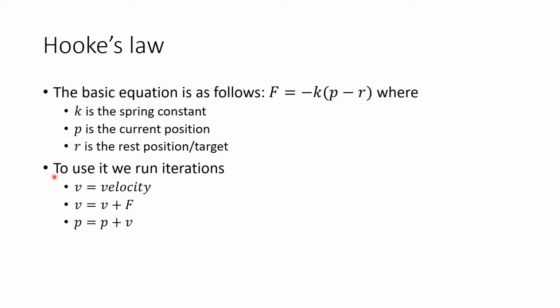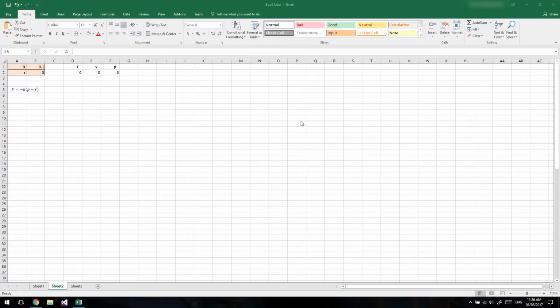So to use it, we have to run iterations, and we have to pick an initial velocity. In my examples, I'm going to use a velocity of 0. We're going to have v is equal to v plus the force. The force here is, remember, F, this Hooke's law. And then the position is equal to the previous position plus the new calculated velocity. So we have an initial velocity. We update the velocity by taking the old velocity and adding the force to it, giving us a new velocity, and then we update the position by taking the old position, adding the new velocity to it, and we keep running these iterations over and over.